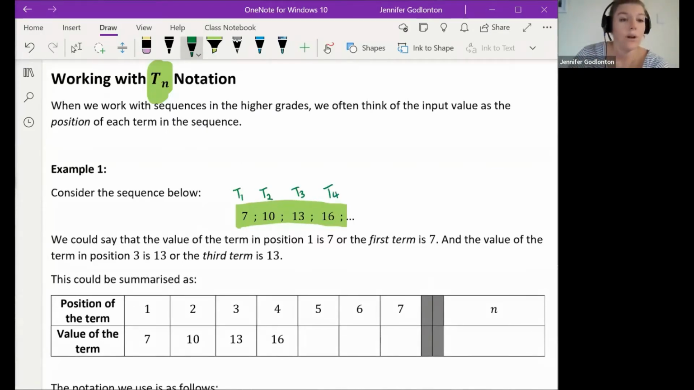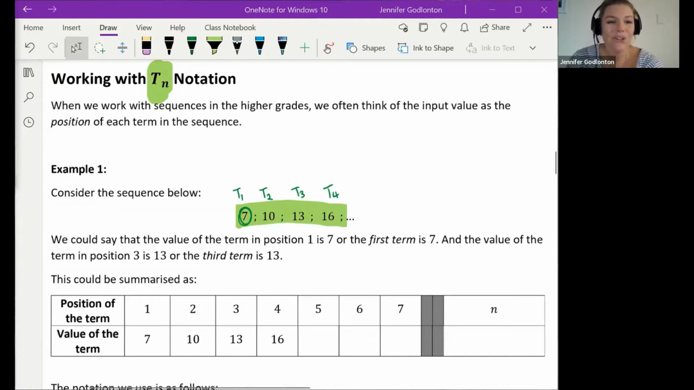That's term 4. So we use the big T's to say that we're using it as a term, and then we use the little numbers to indicate which position in that term they are. Okay, so term 1, term 2, term 3, term 4. And so basically our input would be that it is the first term. Our input there would be 1, and our output would be 7.